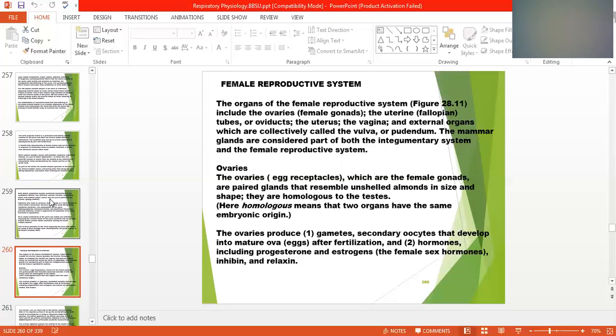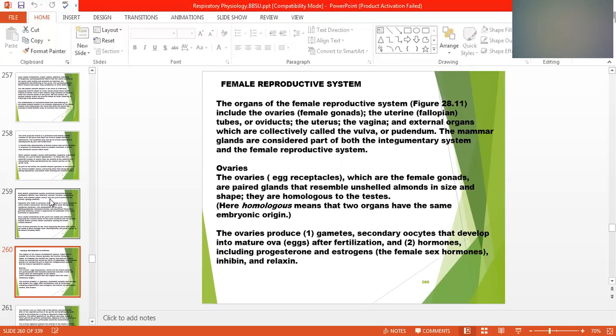The ovaries receive the eggs. The ovaries, which are the female gonads, are paired glands, one left and one right, that resemble an unshelled almond in size and shape. They are homologous to testes. Here, homologous means that the two organs have the same embryonic origin, meaning they are produced from the same embryonic origin. And we know what the embryonic origin is: ectoderm, endoderm, and mesoderm.